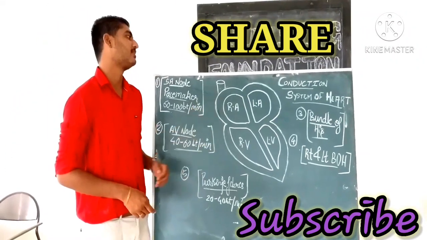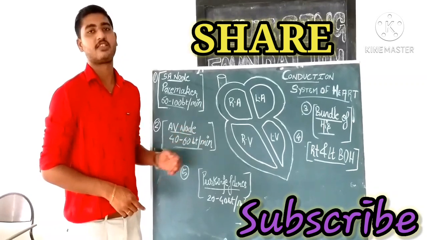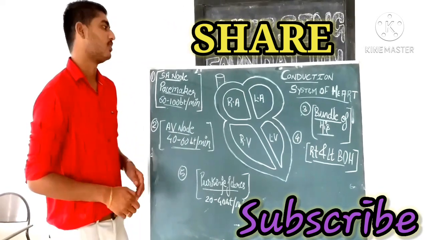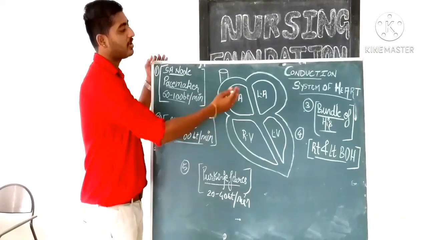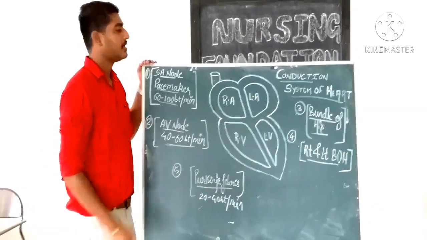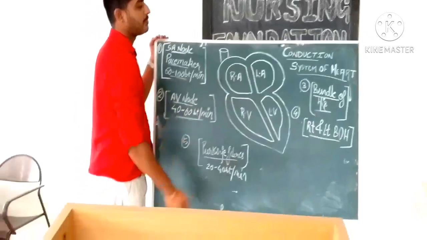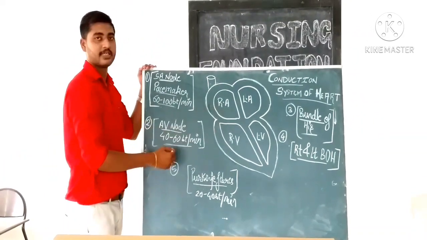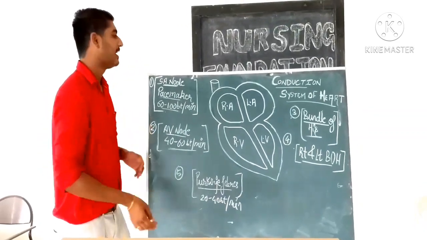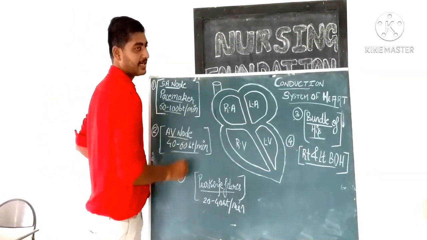So today we are going to see regarding the conduction system of the heart. So let us start the topic without any further delay. When we talk about the conduction system of the heart, basically we have got the 5 components. I have already listed down the components on the blackboard, as you can see. So when I am explaining it, I will just put these components in the diagram.